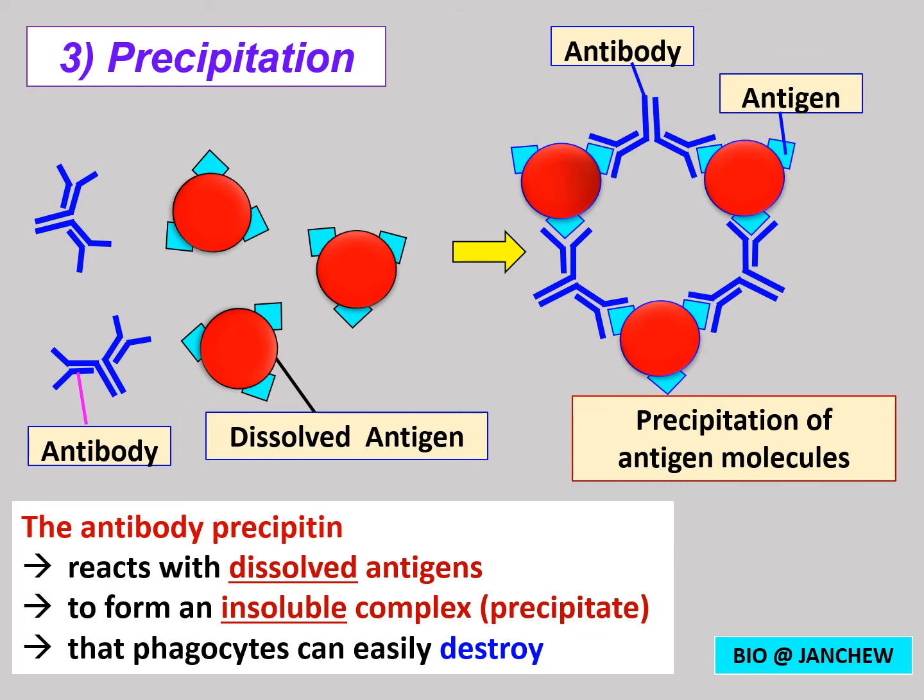In the third type of action, precipitation, the antibody called precipitin, shown here, reacts with dissolved antigens. So some antigens are soluble, and when they react with this antibody called precipitin, the precipitin will cause them to be joined together, to combine together, so that they form an aggregate and they form an insoluble complex. So there will be precipitation of antigen molecules out from the solution, and they'll form an insoluble complex that can be easily ingested by the phagocytes.